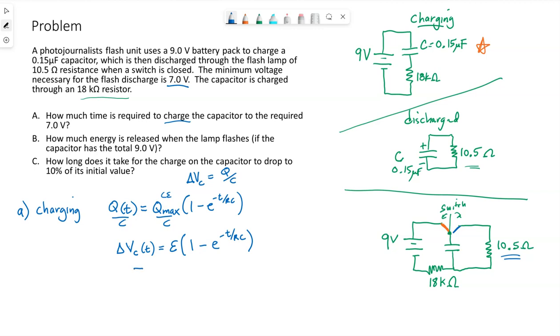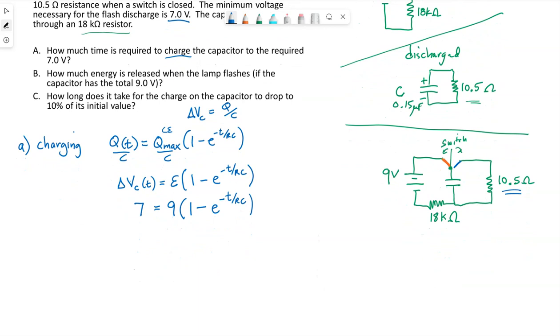So here we're trying to see how long it takes to reach the required 7 volts. The battery is 9 volts. I'm going to leave the rest of this as e to the negative t over RC at the moment. We're finding t. So here, I'm going to divide by 9. And I know to get rid of the exponential function, I need it by itself. So I'm going to bring e to the left so it's not negative anymore, and the 7/9 to the right. So 1 minus 7/9 would give me 2/9.